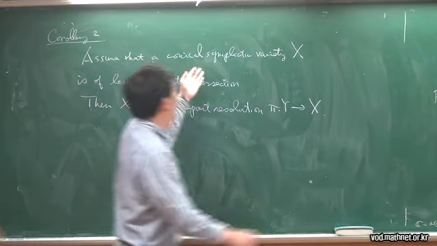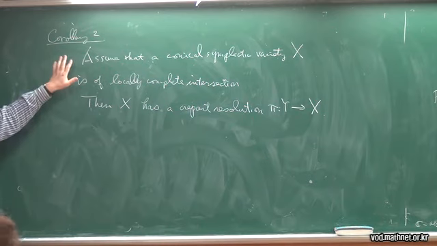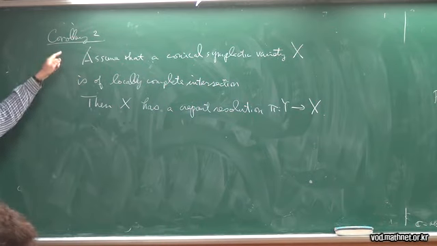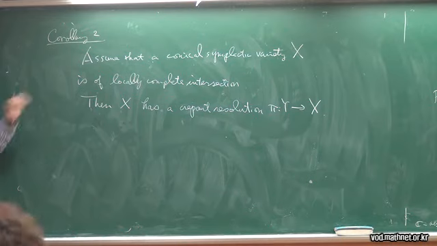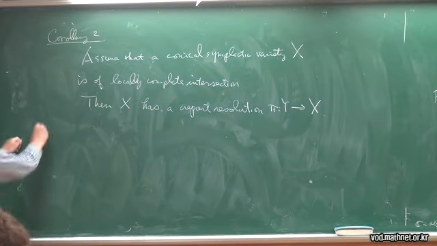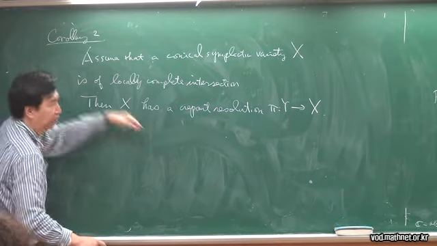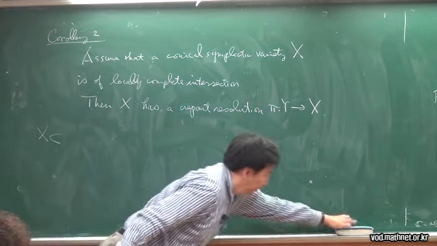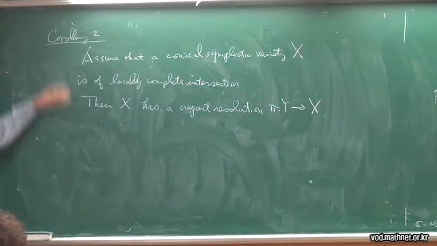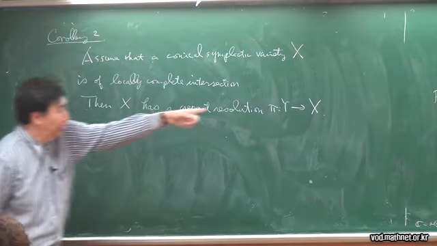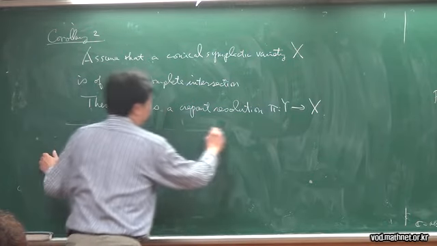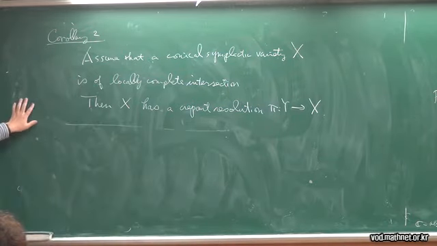So if you apply this corollary to our original situation in the main result, X is a complete intersection. X has only complete intersection singularities. So X should have a crepant resolution by this corollary. So, okay, I will prove this by using this theorem. So now, how to prove this?